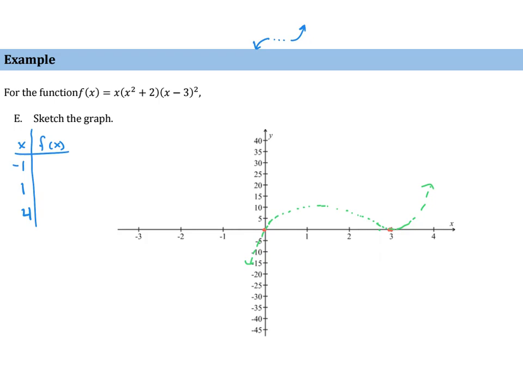So if I substitute in -1, I get -48. For 1, I obtain 12. And for 4, I obtain 72. So here we go. Let's plot those points. For -1, we get -48. So that's somewhere down here. For 1, we get 12. And then for 4, we get 72, which is way up here. And so let's go ahead and sketch.